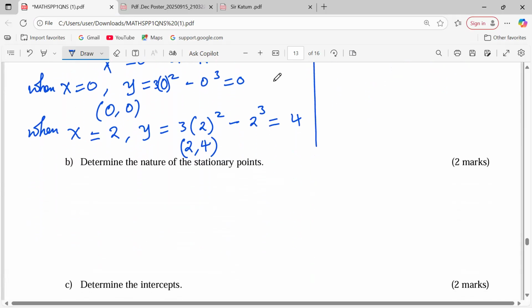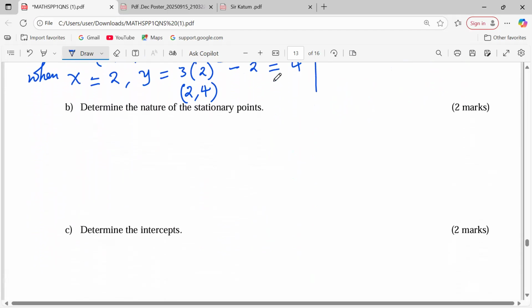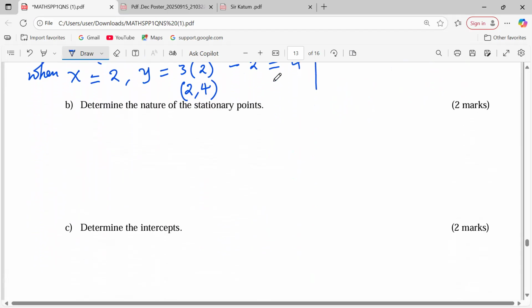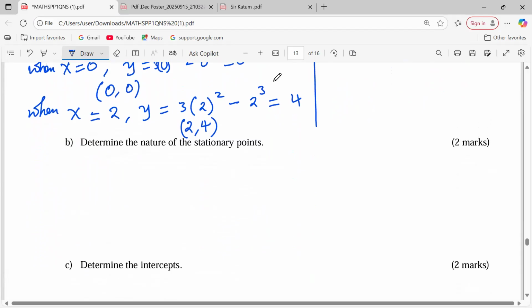The same question, part B. Determine the nature of the stationary points. For us to determine the nature of the stationary points, we have to establish whether they are maximum points, minimum points, or points of inflection. So we'll be getting into that.